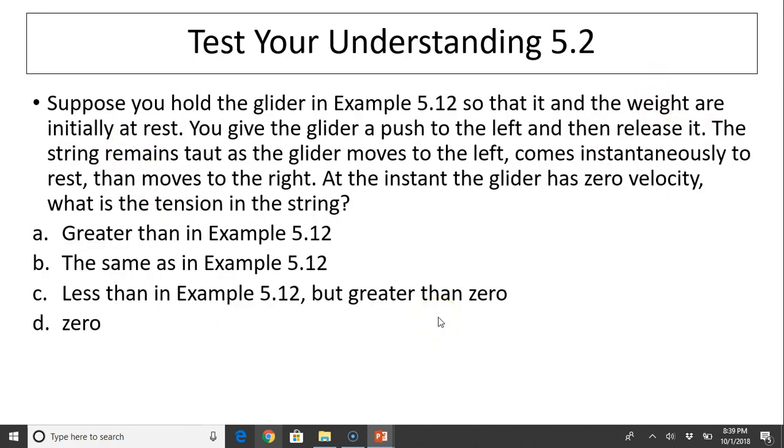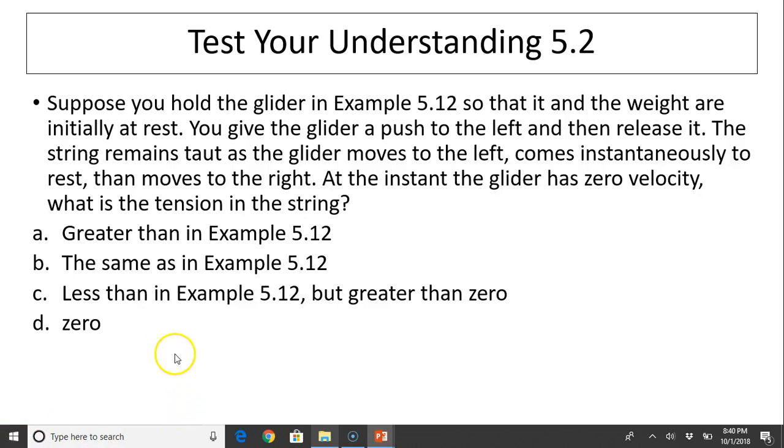Check your understanding. Suppose you hold the glider in example 5.12 so that it and the weight are initially at rest. You give the glider a push to the left, so you pull it backwards, then release it. The string remains taut as the glider moves to the left, comes instantaneously to rest, then moves to the right. At the instant the glider has zero velocity, what is the tension in the string? Is it greater than in the last example? Is it the same as the last example? Or is it smaller but greater than 0? Or is it 0? Think about it.